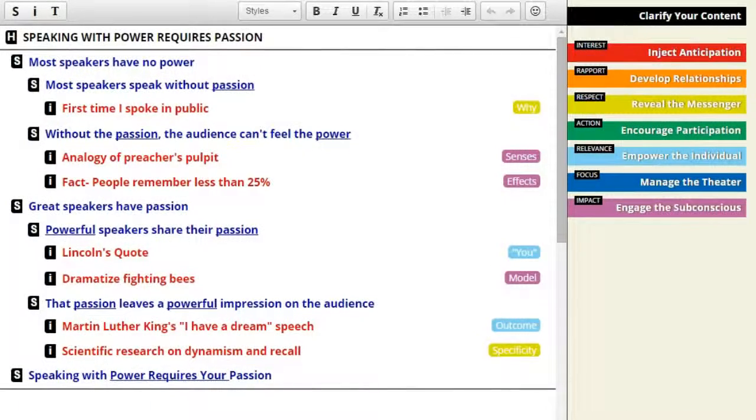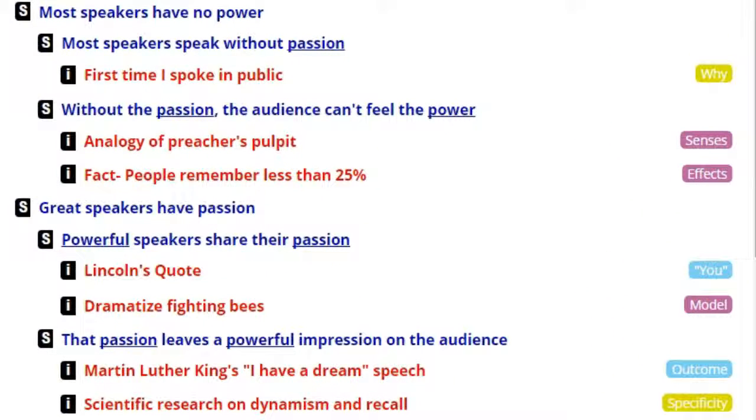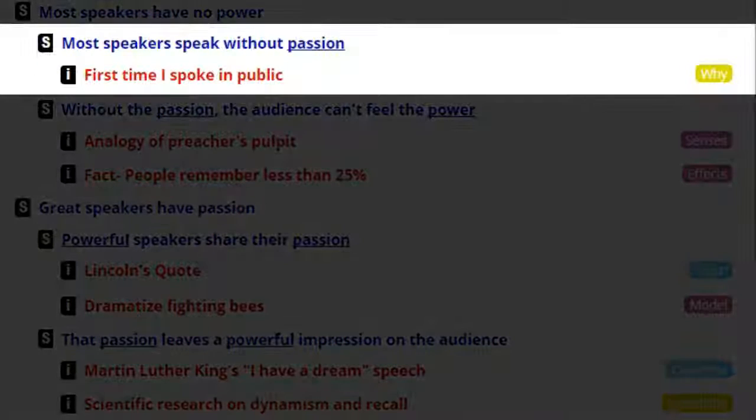Here is a completed outline with a card applied to each illustration. When I give this presentation in front of a live audience, I will only concentrate on one technique at a time. When I begin speaking about the first time I spoke in public, I see the yellow cue card in my notes, reminding me to share my why. I only focus on that one color for that one story.